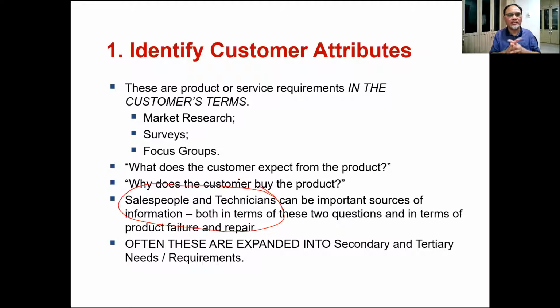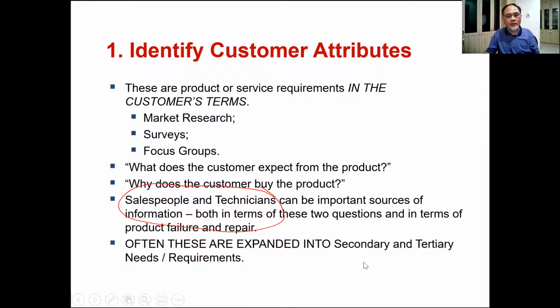But anyway, it starts off with understanding what customers' opinions are. Salespeople are also those who can give good input or good insights into the product.